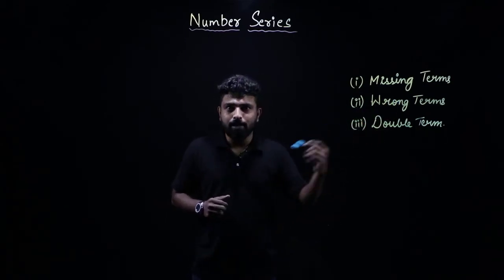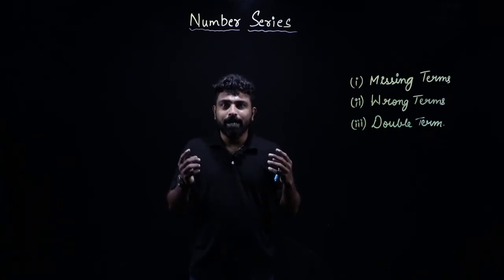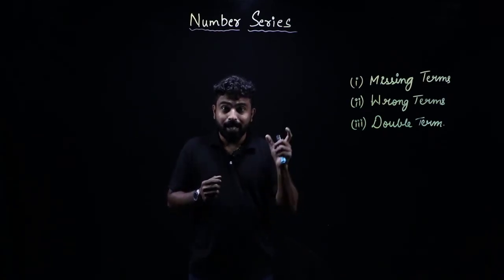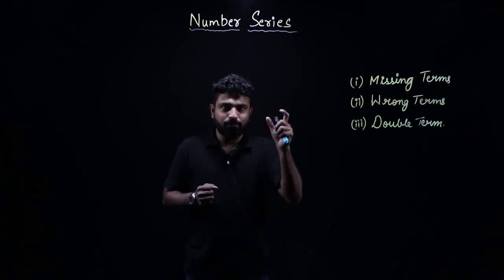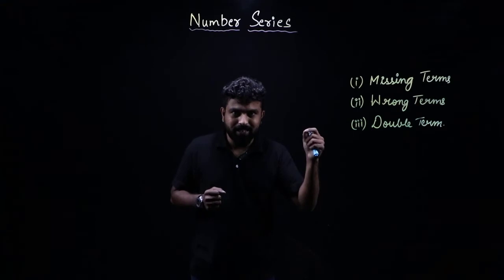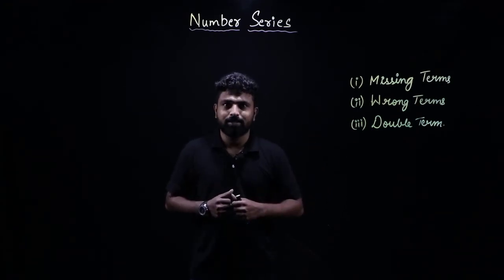Last type would be double term. What is this double term? There will be two different series involved in one single series. So we'll have to find the logic of both the series and then find two missing terms. That is nothing but double terms.